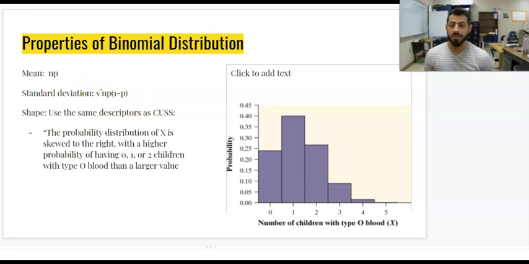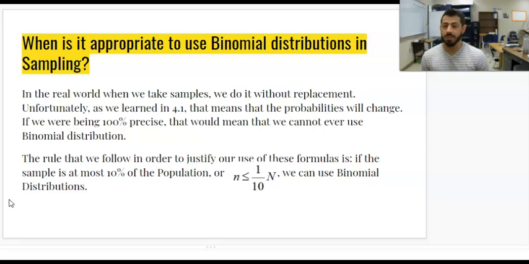If we're asked to describe the shape of it, we use the same descriptors as before. The probability distribution of x is, in this case, skewed to the right, with a higher probability of having 0, 1, or 2 children with type O blood than any larger value. Pretty straightforward stuff, right? Now, when is it appropriate to do something like this?